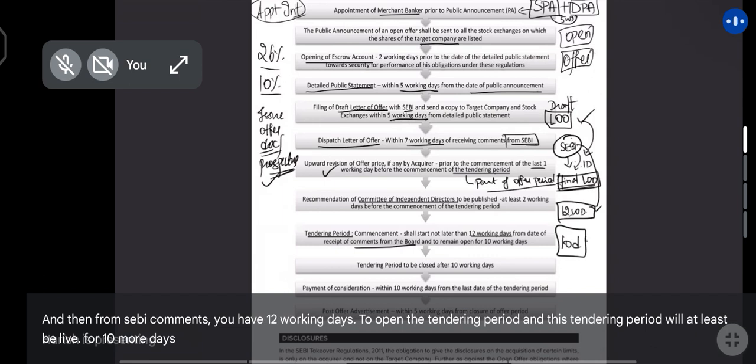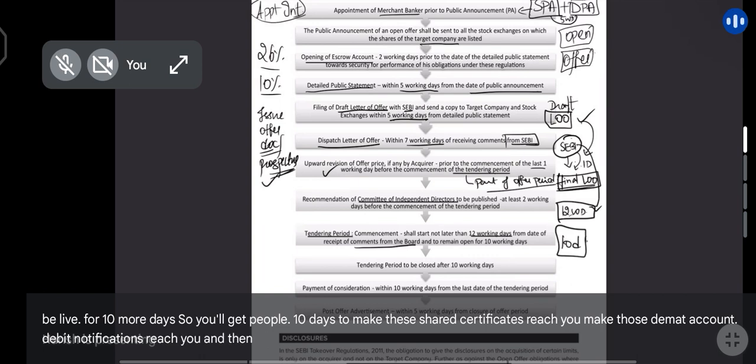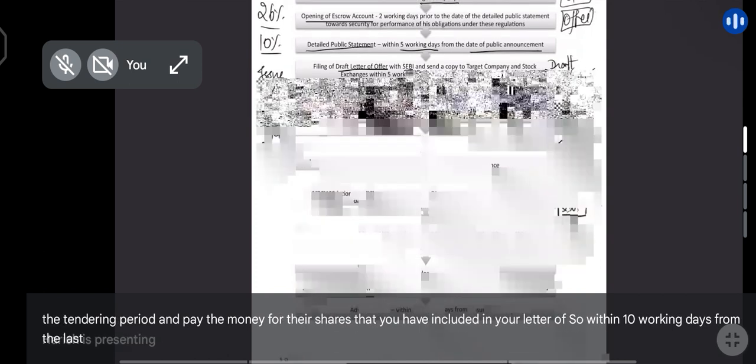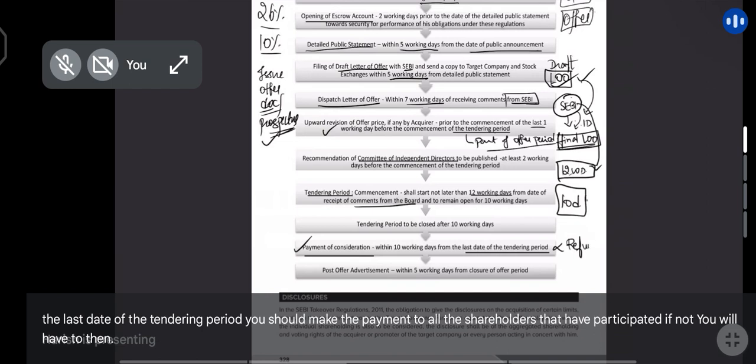So you'll give people 10 days to make these share certificates reach you, make those demat account debit notifications reach you, and then once you receive all these share certificates and demat requests, you will close the tendering period and pay the money for their shares that you have included in your letter of offer. So within 10 working days from the last date of the tendering period, you should make the payment to all the shareholders that have participated. If not, you will have to refund the entire money.